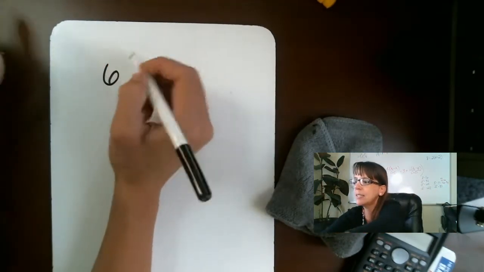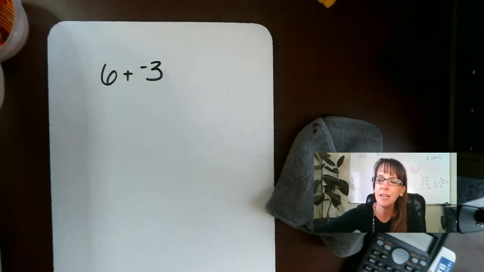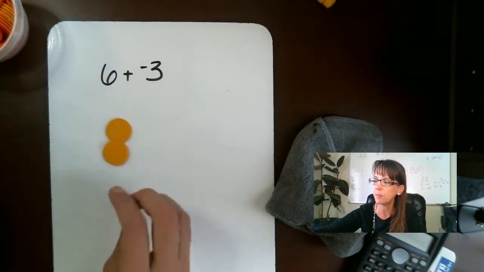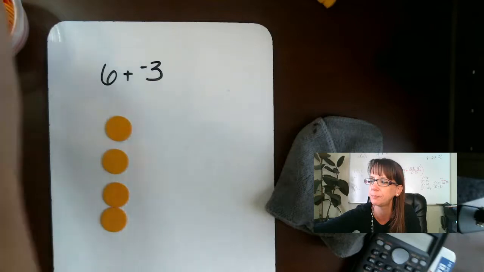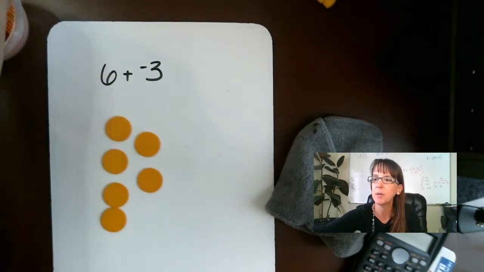We're going to do 6 plus -3. 6 plus -3. If you need it, a reminder, that's what these are going to be. So on our yellow side, that's our positive team, and our positive team has 6 players. Do you see that? Our negative team has 3 players.